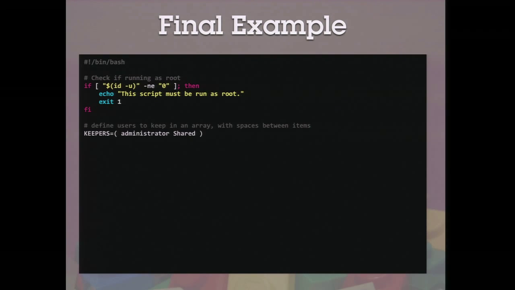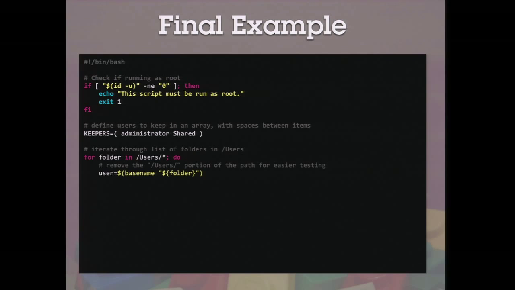So next, I didn't want to delete the administrator account or the shared folder, so I'm putting these in an array. And to make an array, you can do this. Whatever the array name is, you can use uppercase or lowercase. I like to use uppercase for arrays. Parenthesis, then space separated list of things. And then the for loop, because I want to go over.